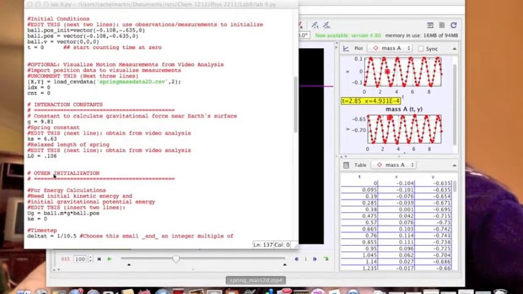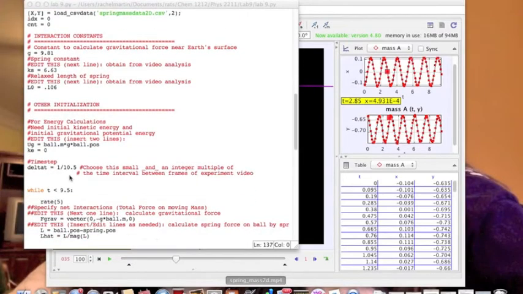I edited my potential energy due to gravity, doing ball's mass times gravity times the ball's position or its height. I set delta t equal to 110.5 because that was the time for each time frame. I set the time to be less than 9.5, which I found from Tracker.